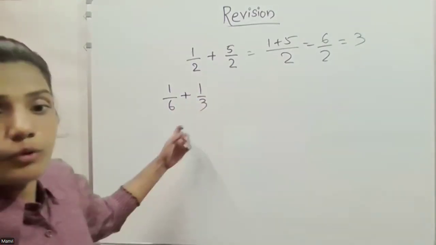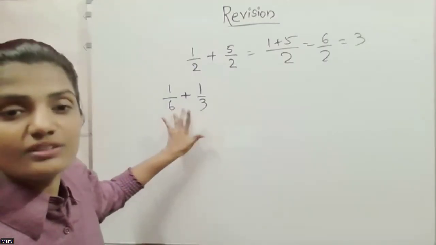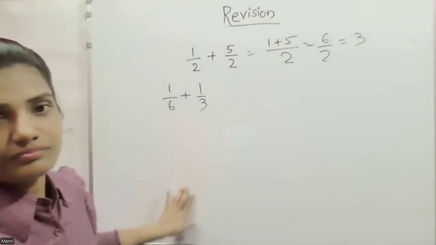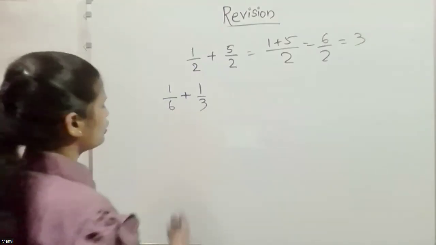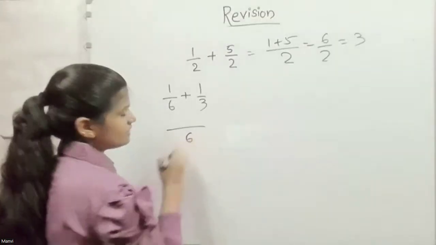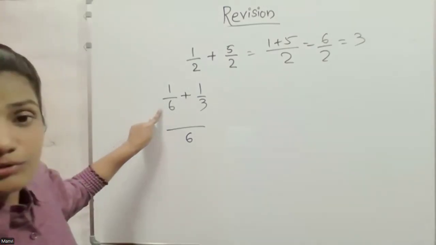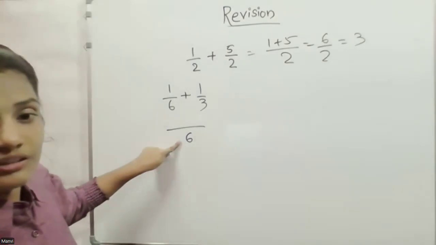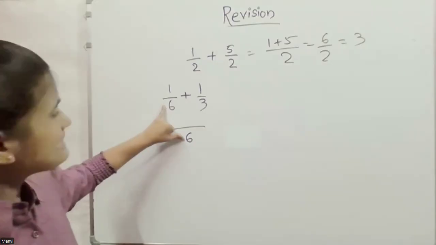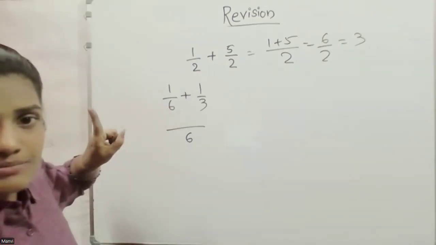Here both denominators are different. So first, try to find the lowest common multiple of 6 and 3. The lowest common multiple is 6. So draw this horizontal line here and write 6 on the bottom. Now, whatever LCM you got, this 6, divide it by the first fraction's denominator. In the 6 times table, 6 comes at 1 times.